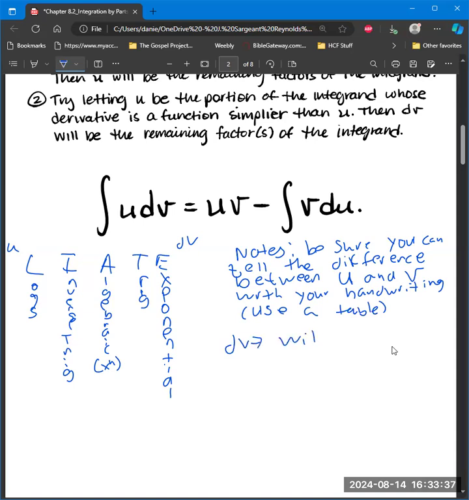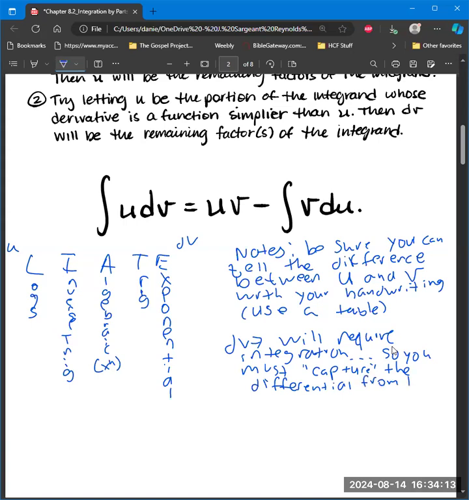dv will require integration. So you must capture the differential, usually dx, from the original integration on this term, and sometimes guideline 2 will fail.